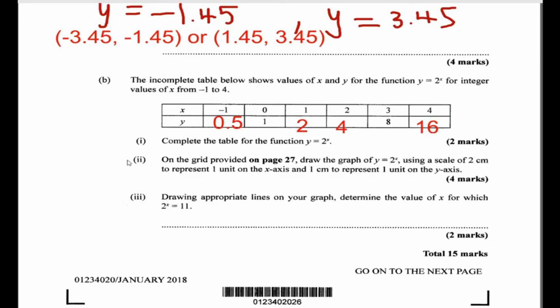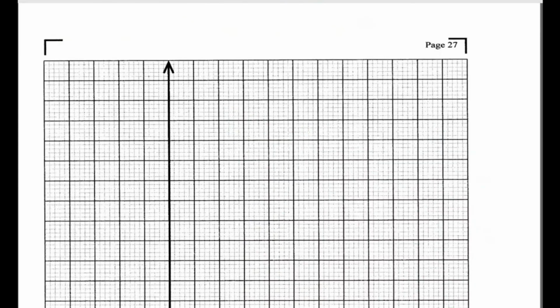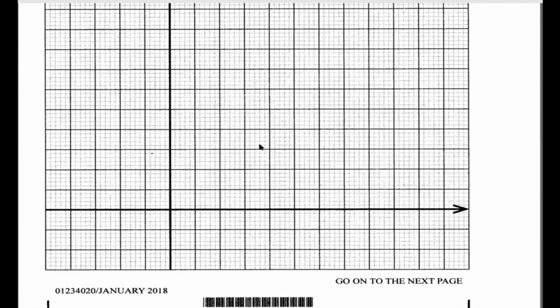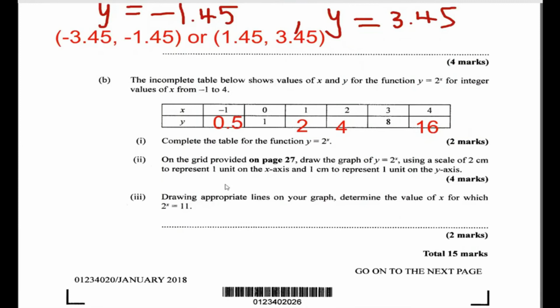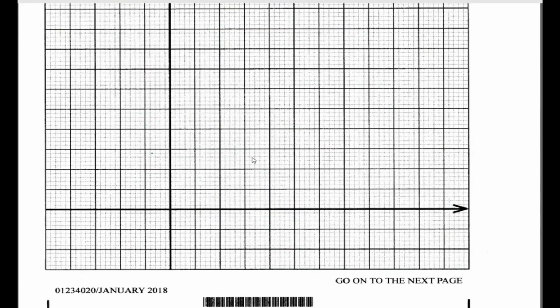Then it says on the grid provided on the next page, draw the graph using a scale of 2 centimeters to represent 1 unit on the x and 1 centimeter to represent 1 unit on the y. They already give us our x and y axis, which is good. So all we need to do is use 2 centimeters to represent 1 unit on the x. So this is 1, this is 2, this is 3, this is 4.